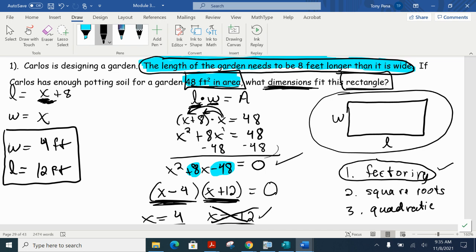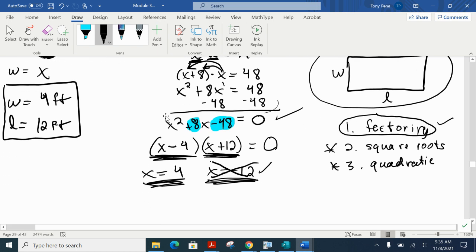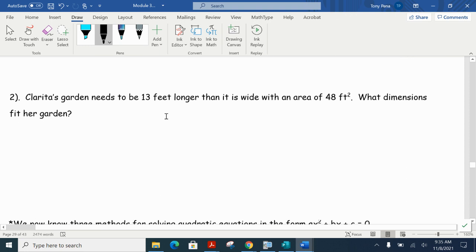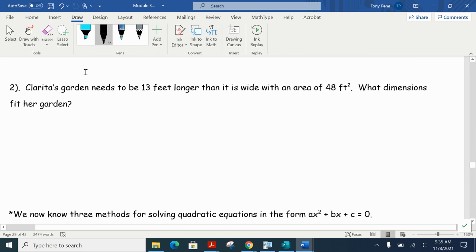And since factoring worked, we didn't have to worry about square roots. And we didn't have to worry about the quadratic formula. All right. With that, go to number 2. Let's get it set up. And then I want to see one part, see if we can do this on our own.